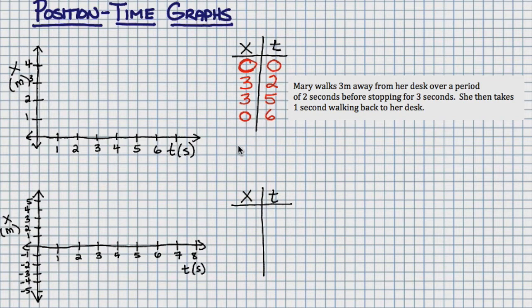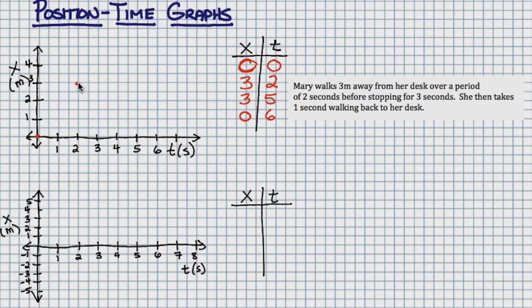Now we just have to take our position time chart and graph these points. First, at 0 time, she was at her desk, so she had not changed any position. So our first point should be 0, 0. 2 seconds later, she was 3 meters away. So we can put that point in.